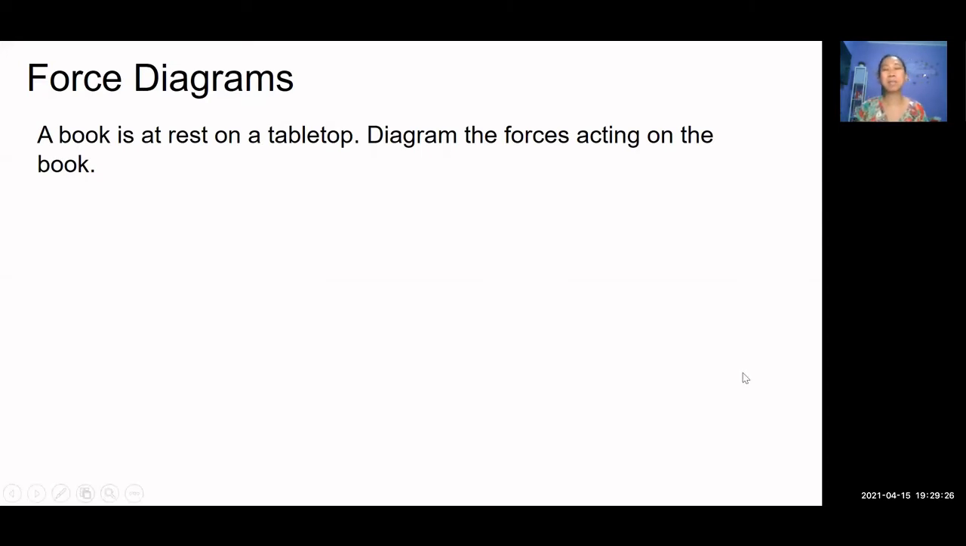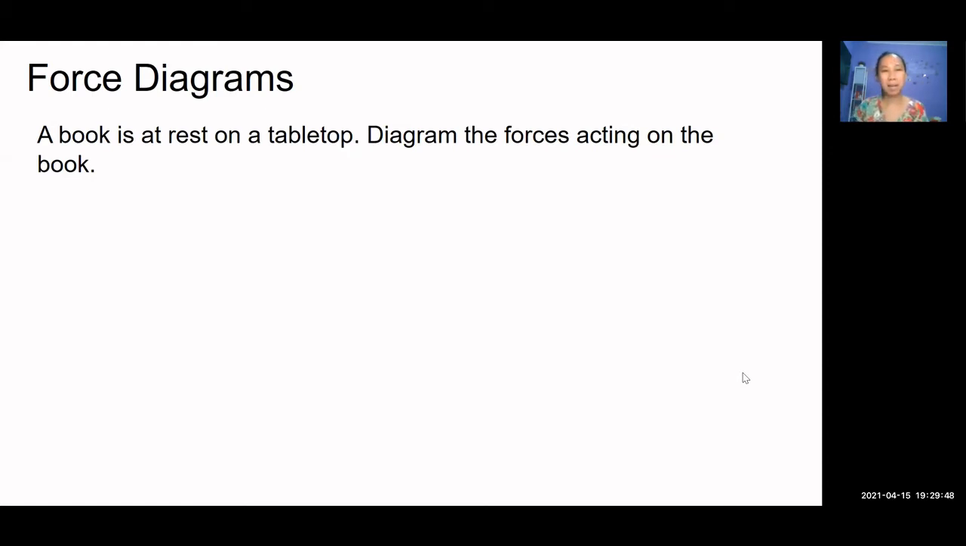So lahat ng mga examples na to, kinuha ko siya sa physicsclassroom.com. So I suggest na kung meron kayong time, visit physicsclassroom.com kasi marami kayong mga matututunan doon. At saka meron din silang mga simulated exercises para mas maintindihan nyo itong sa force diagram. So tingnan natin example natin.